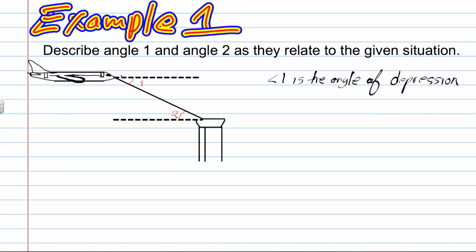And the reason it's the angle of depression, it's the person looking down. And I kind of like to use beginning sounds there, depression and down, or it's the person or the object that's looking down from above. Angle 2 in this case, then, would be the angle of elevation. And the reason we call it the angle of elevation is because they have to look up. They have to elevate their head to look up. So in this situation, angle 1 is the angle of depression, and angle 2 is the angle of elevation.